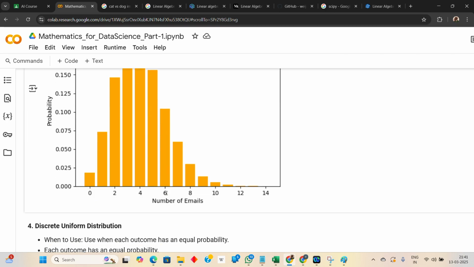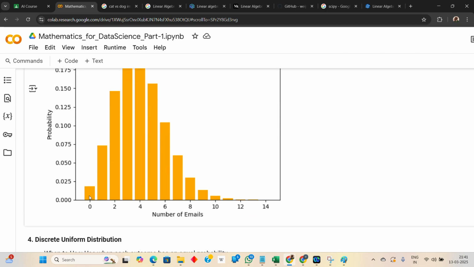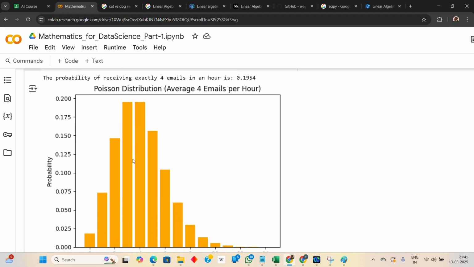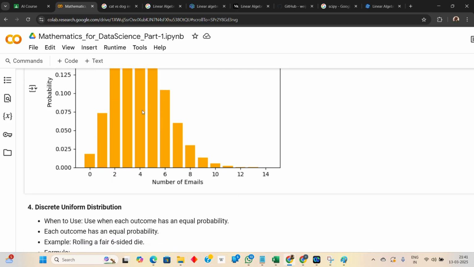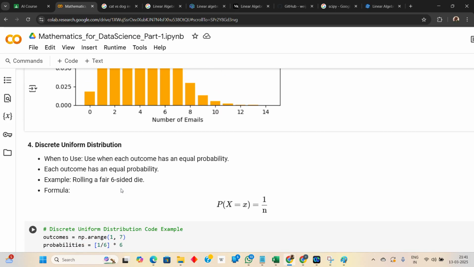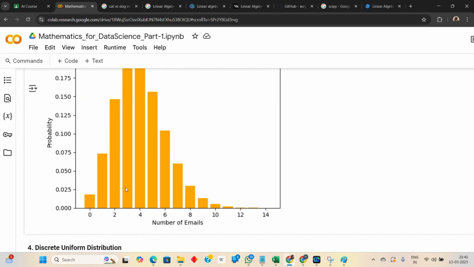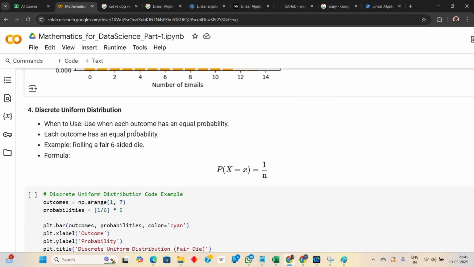Then you can see the probability of zero emails in the next hour, and this is the probability of four emails. Here, three emails and four emails have almost the same probability. There can be either three emails or four emails in the next hour, something like that. So this is how the Poisson distribution will be helpful.